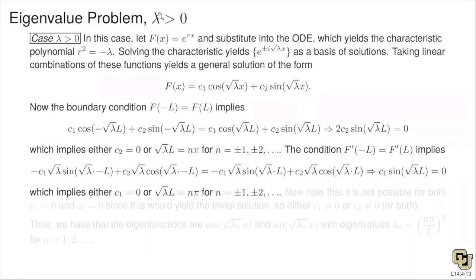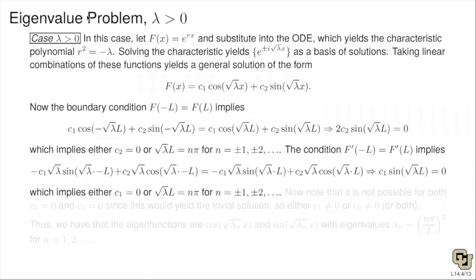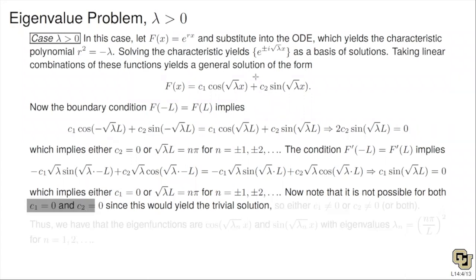So we're back. We get the same conclusion. If you compare the two conclusions, either C1 is 0 or root lambda L equals n pi. So now there's a little bit of logic here. Let's just use a little bit of logic. What we can't have, and read this as a single statement, is C1 equal to 0 and C2 equal to 0. We can't have both of those equations simultaneously be true. Otherwise, it would give us a trivial solution.